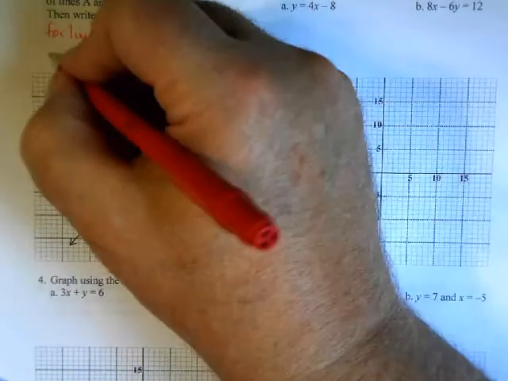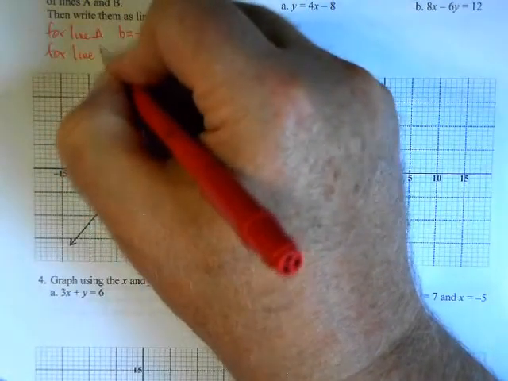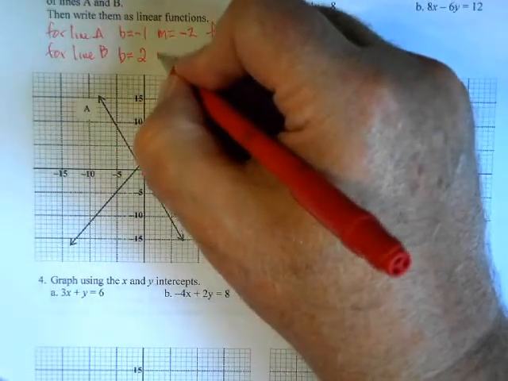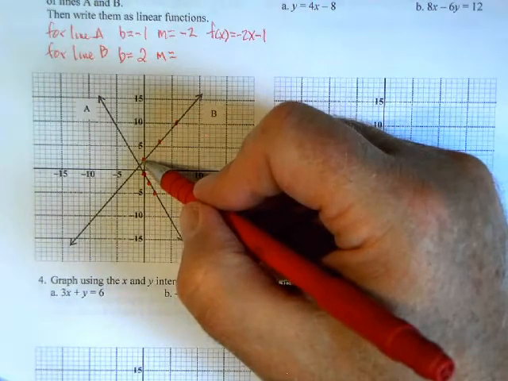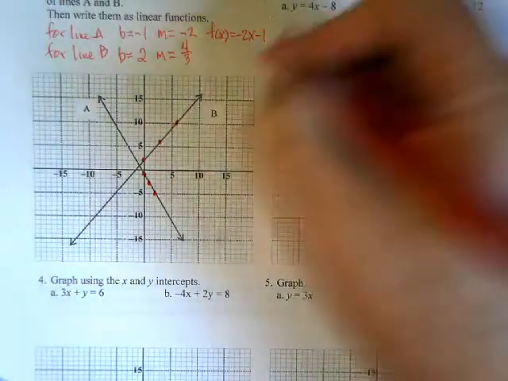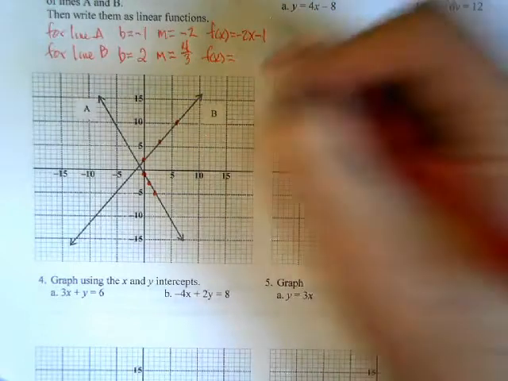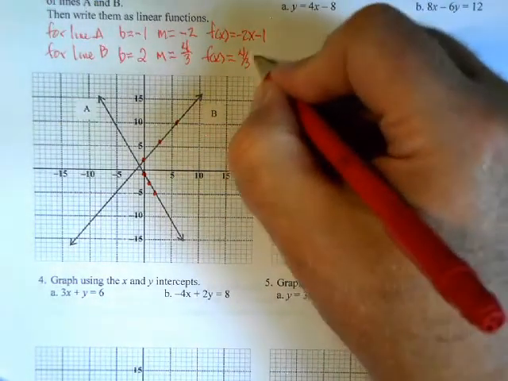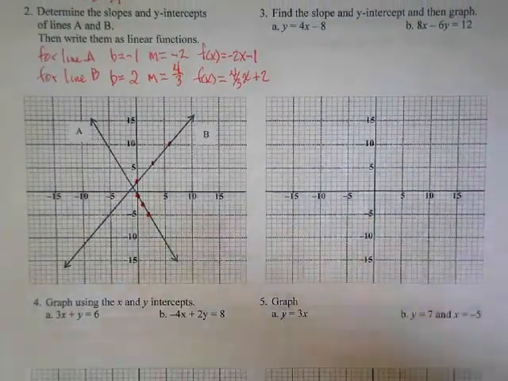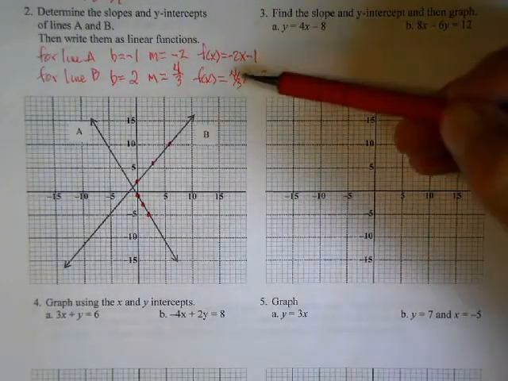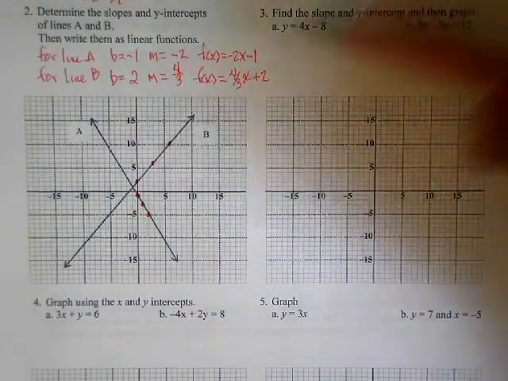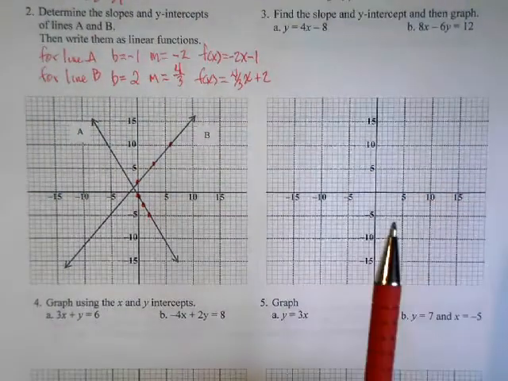So for line B, where it crossed was at positive 2, and this time the slope is, again, we went up 1, 2, 3, 4, we went across 3, and so now my function looks like 4/3 x plus 2. And again, just as a point of clarification, please note that the x is not included as part of the slope. It's just whatever the number is that's in front of the x. If there is no number in front of the x, then that would be a 1.